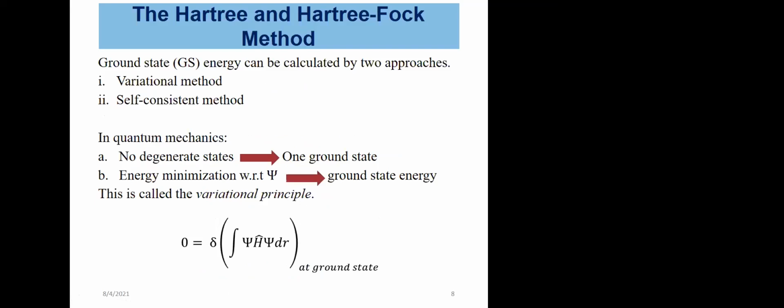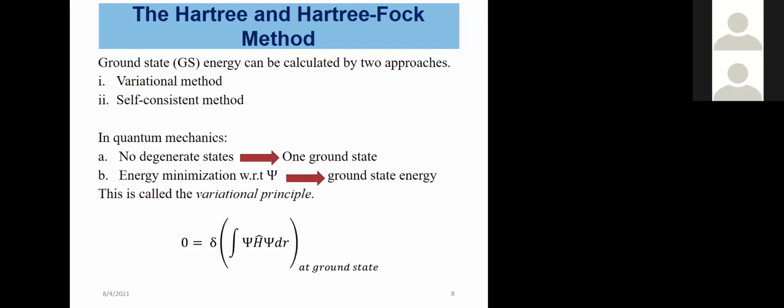To solve those Schrodinger equations, we generally use two methods: the variational method and the self-consistent method. When a state accommodates more than one energy state, the system is degenerate. And if the system is non-degenerate, then we will only have one particular state. That will be the ground state if you solve this Schrodinger equation.